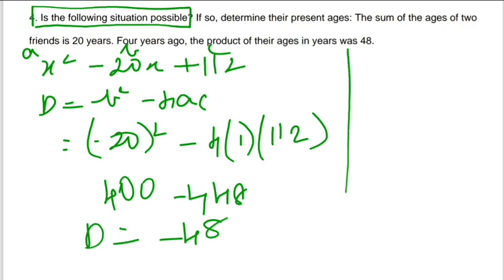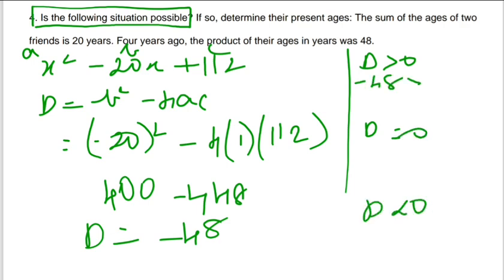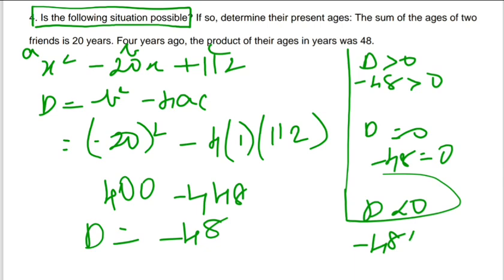So now let's check the conditions. D is greater than 0, D is equal to 0, D is less than 0. Is minus 48 greater than 0 or not? No, it is wrong. Plus 48 is greater than 0. Is minus 48 equal to 0 or not? It is wrong. Minus 48 is not equal to 0. So only the third condition will be satisfied, that is minus 48 is less than 0. So the third condition is satisfied.